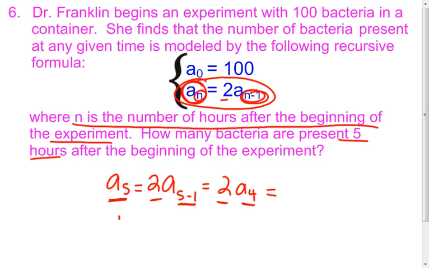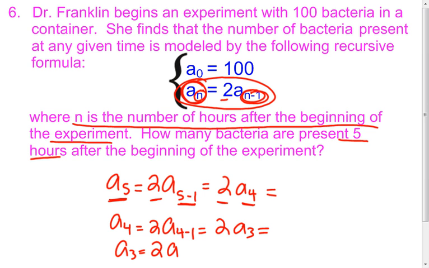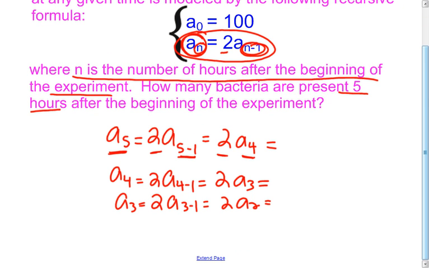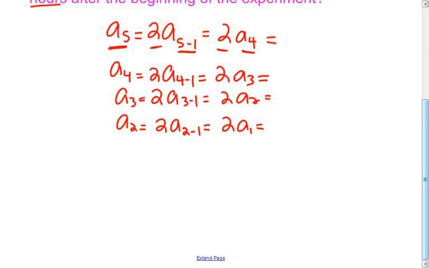So let's find it. To find the 4th term, I would take 2 times the term before it, or 2 times the 3rd term. I don't know the 3rd term, so let's find the 3rd term. To find the 3rd term, I would take 2 times the term before it, or 2 times the 2nd term. Again, I don't know the 2nd term, so let's find the 2nd term. To find the 2nd term, I will take 2 times the term before it, or 2 times the 1st term. I don't know the 1st term.